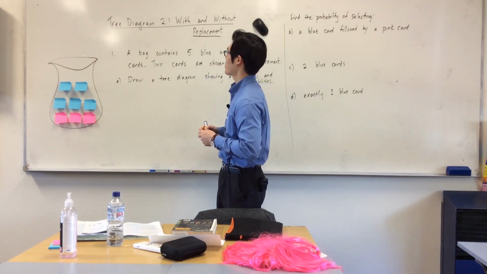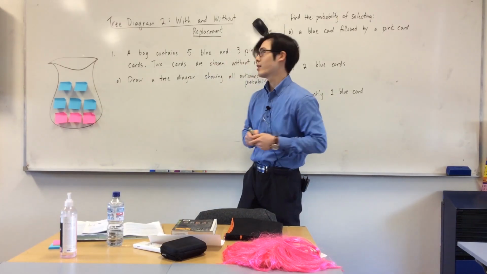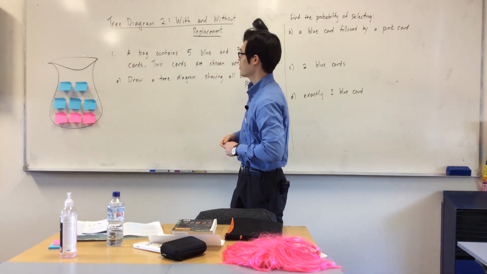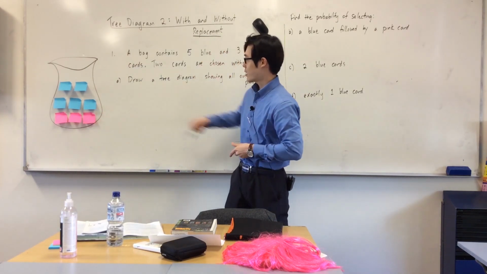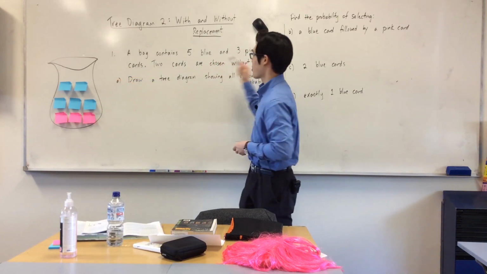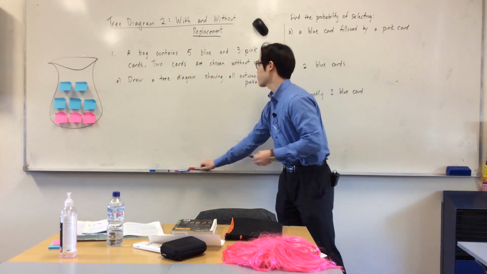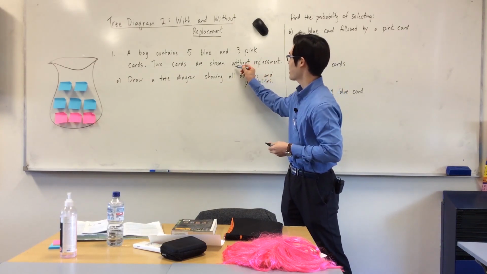Okay, so basically you want to learn to draw a tree diagram when you have lots of objects involved. In this example, we have a bag with 5 blue cards, as you can see, and 3 pink cards, and 2 cards are chosen. Now, without replacement, this is the most important word, which I'll explain in a minute.